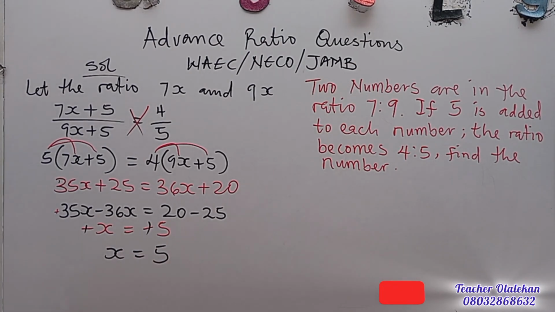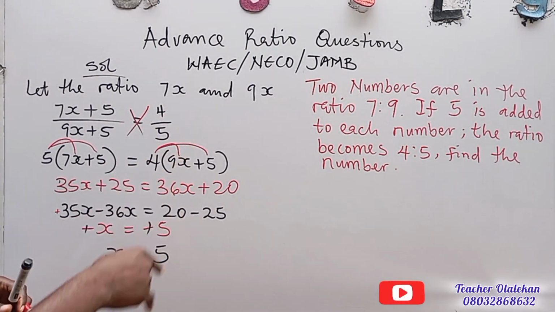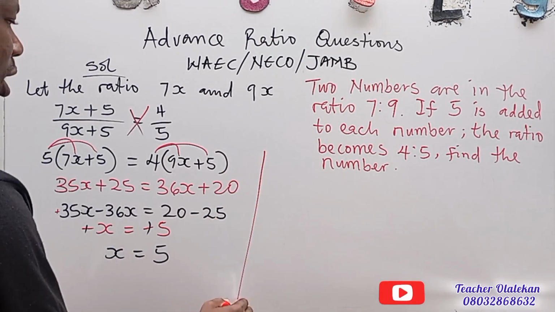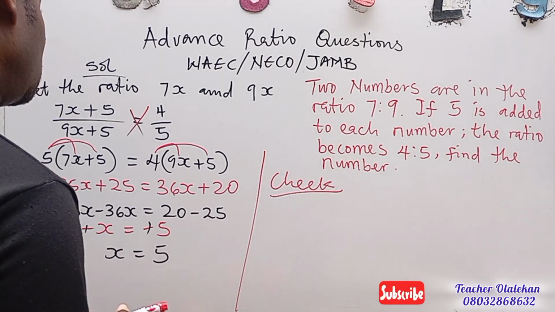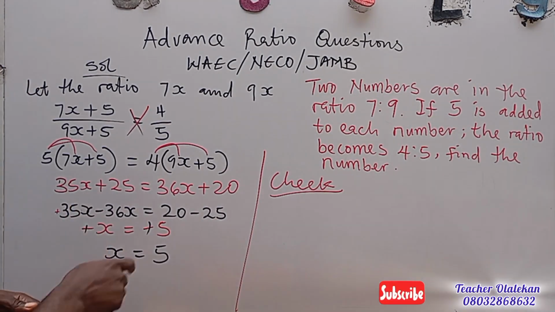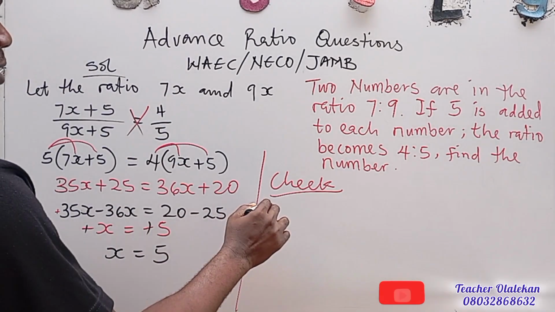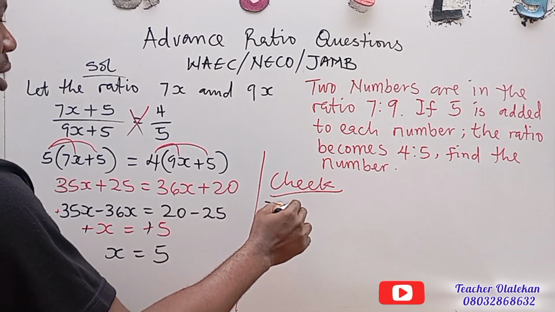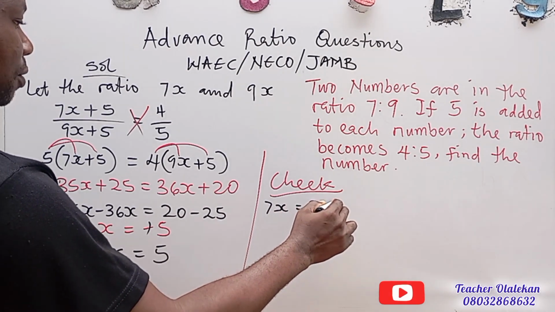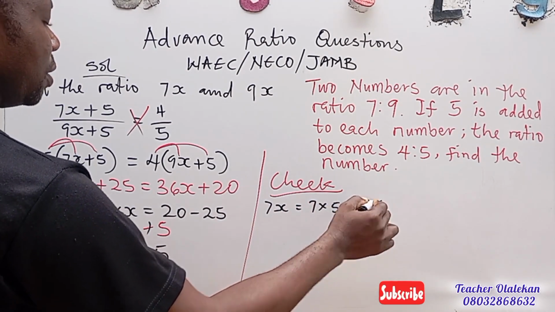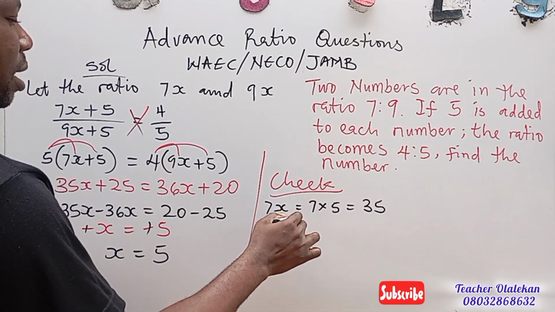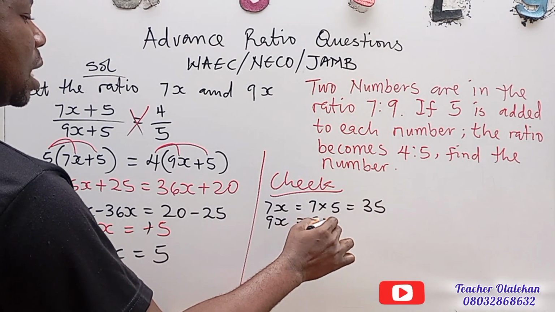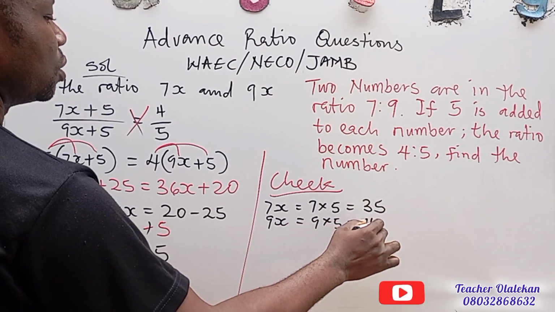So that means that if 5 is added, we can check. Let's check if our answer is correct or wrong. So the 7x here, that would be 7 times 5, which is equal to 35. Good. And our 9x will be equal to 9 times 5, which is equal to 45.